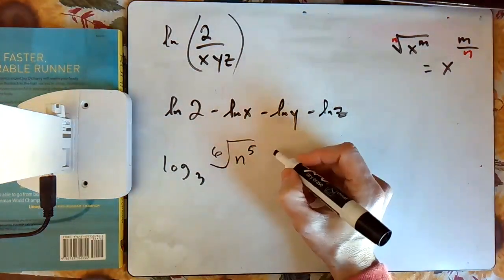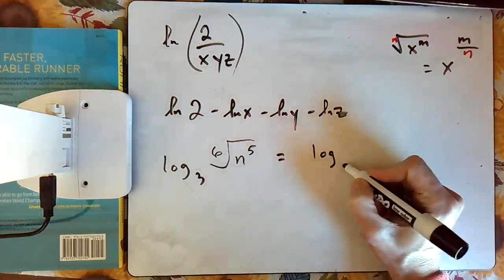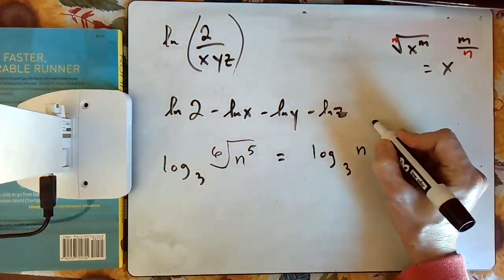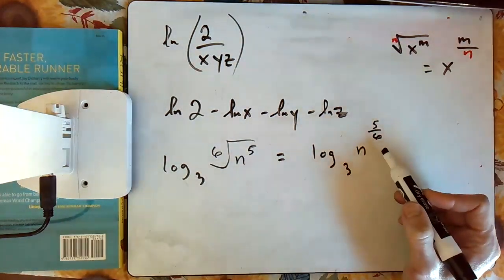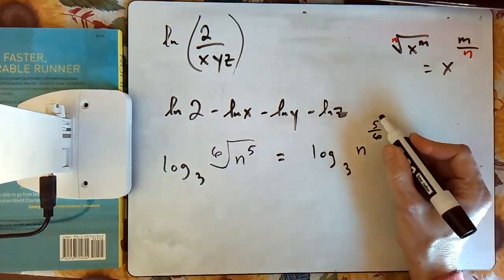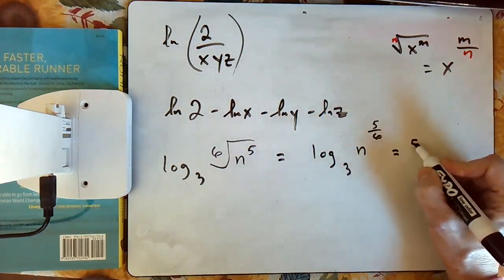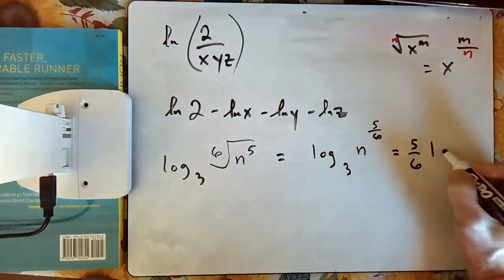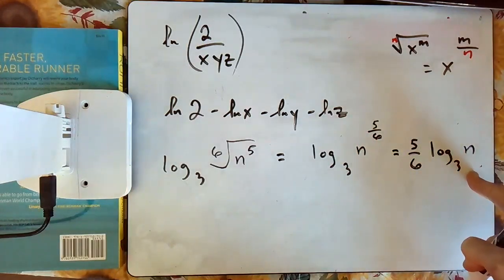Now, how can we rewrite this? This becomes log base 3 of n to the 5 over 6. So now this is the power rule, right? Because we're not multiplying or dividing. So what do we do with the power rule? We just simply take this exponent and we throw it out in the front. So this becomes 5 over 6 log base 3 of n, like that.